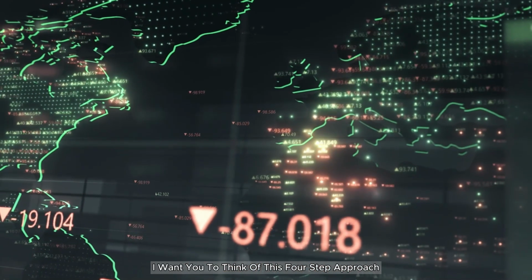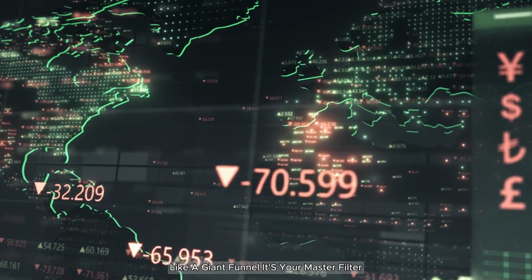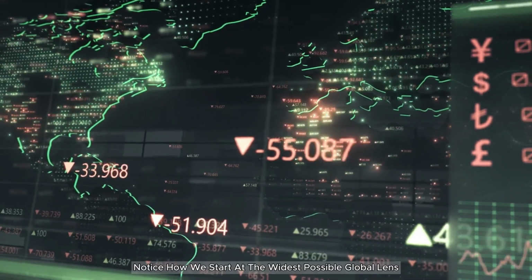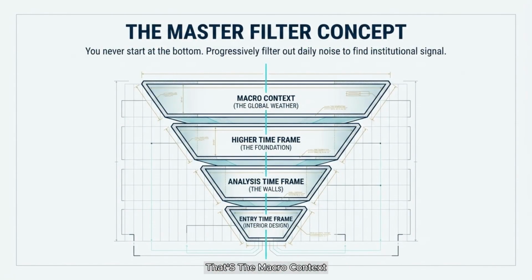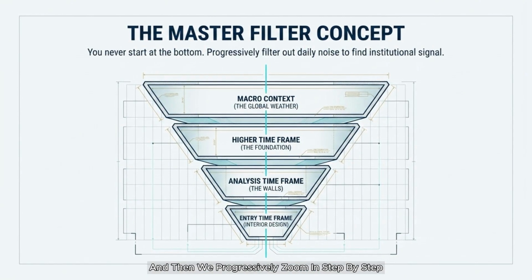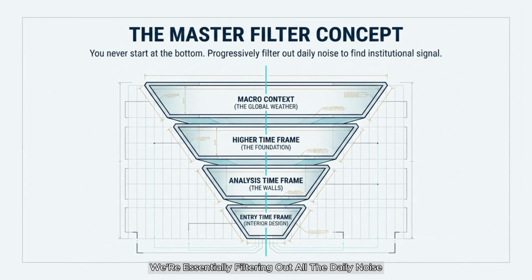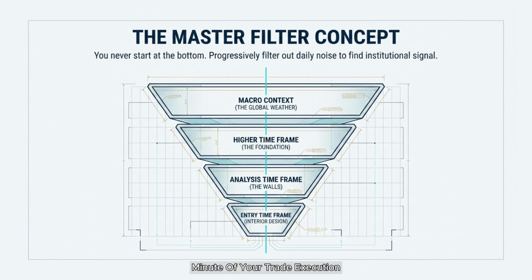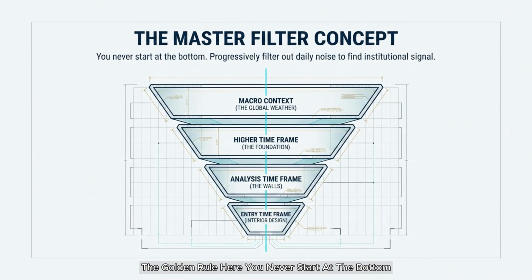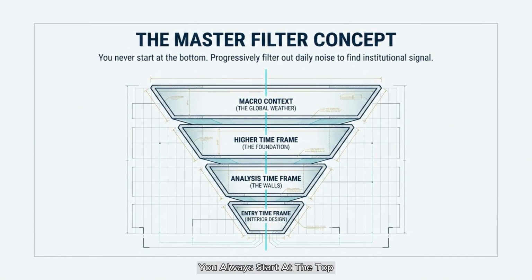I want you to think of this 4-step approach like a giant funnel. It's your master filter. Notice how we start at the widest possible global lens, that's the macro context, and then we progressively zoom in step by step. We're essentially filtering out all the daily noise until we reach the exact minute of your trade execution. The golden rule here: you never start at the bottom, you always start at the top.